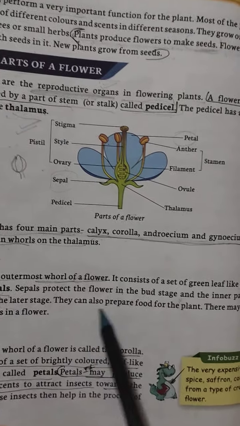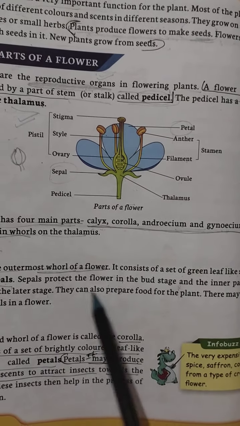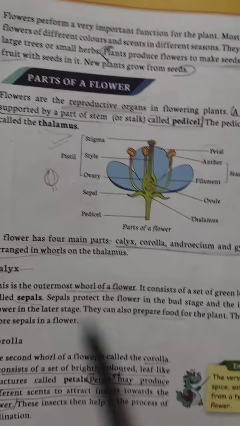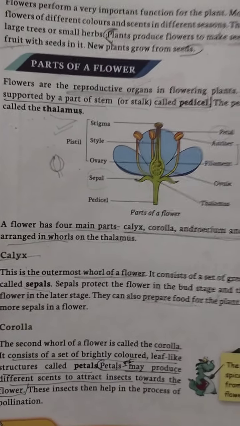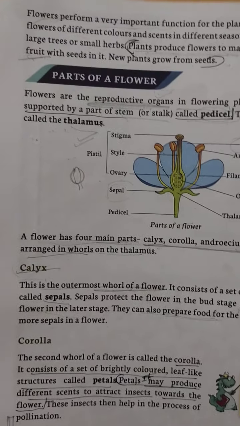Okay, they can also prepare food for the plant. Another function: can also prepare food. There may be 5 or more sepals in a flower. There may be, the number can vary from 5 to more.